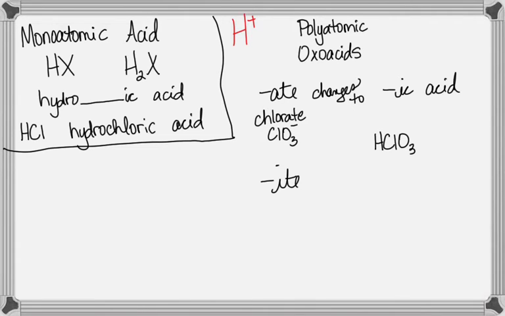Put an H plus with this, a +1 H, and a -1 chlorate. When they come together, they're going to neutralize each other, right? This is +1, this is -1. It's just HClO3. Okay? Now, what's the name of this going to be? If this is chlorate right here, then what's the name of this acid going to be? Chloric acid.